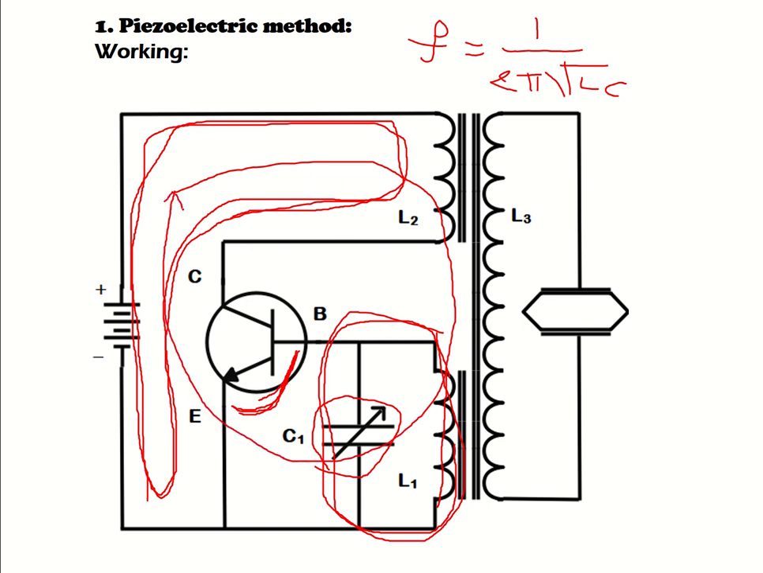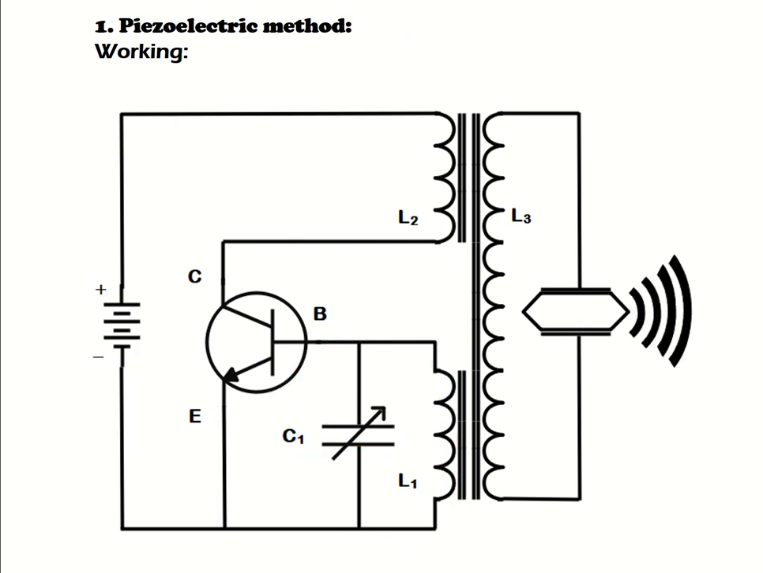At the end, a large amplitude electric signal will pass through the L2 coil, which will create mutual induction into the L3 coil, and the large amplitude high frequency electrical signal is fed to this crystal oscillator, and it will start oscillating with very high frequency and generate the ultrasound.